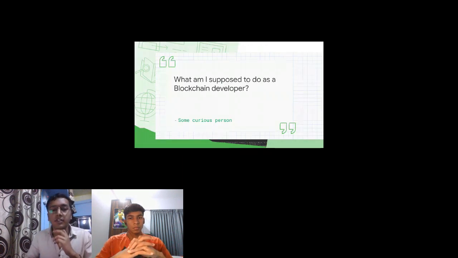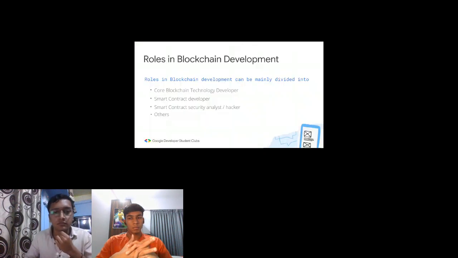So what are you supposed to do as a blockchain developer? You might be curious if you want to pursue it. There are mainly four roles: core blockchain development, smart contract developer, a security analyst of those smart contracts, and some other front end related things and some other integration things which are also there.